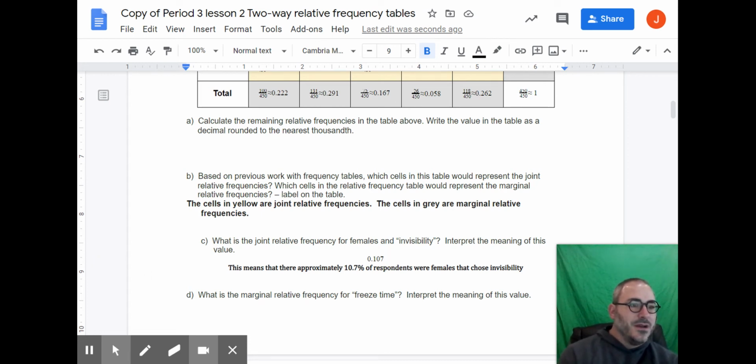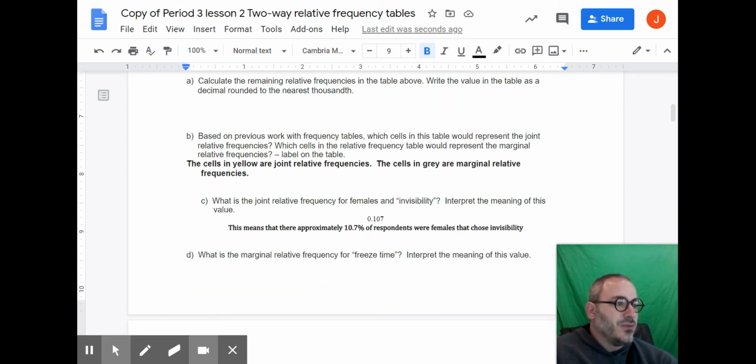So I took 0.107. And in my head, I multiplied it by 100. Because I knew this was a decimal out of 1, and to convert it to a percentage, I had to multiply it by 100. And when I do that, I see it's 10.7. So I knew that 10.7% of respondents were females that chose invisibility, right? This is this idea of relative frequency.